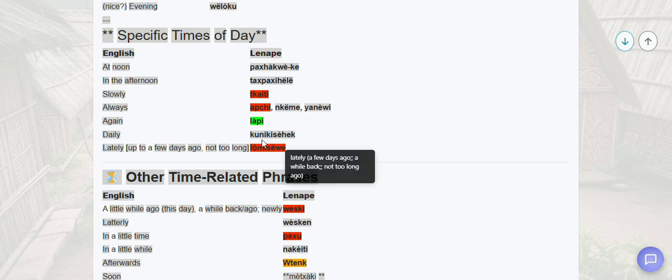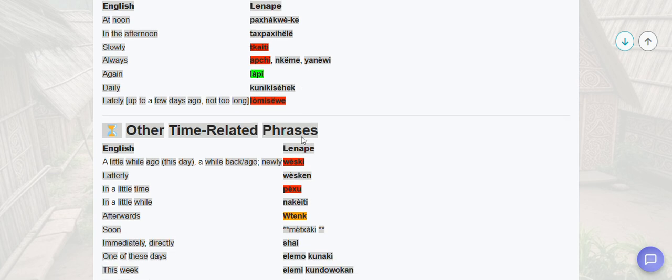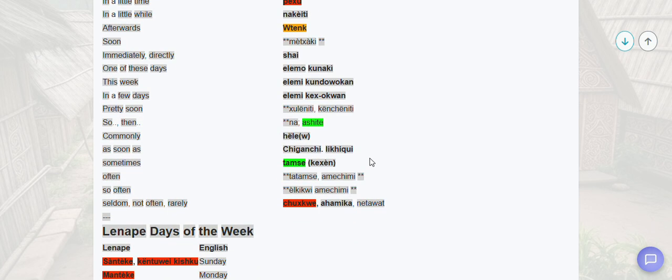I have not seen this being used in the Talking Lenape dictionary, so I'm not sure if this died out or not, but I'm all for bringing back old words. So, especially if there's nobody to teach us the language that uses it every day, then we just need to be using it. Whatever words we can get and refine, we need to be using them. Kuniki sahake, daily. And then lately, lami soe, so lately.